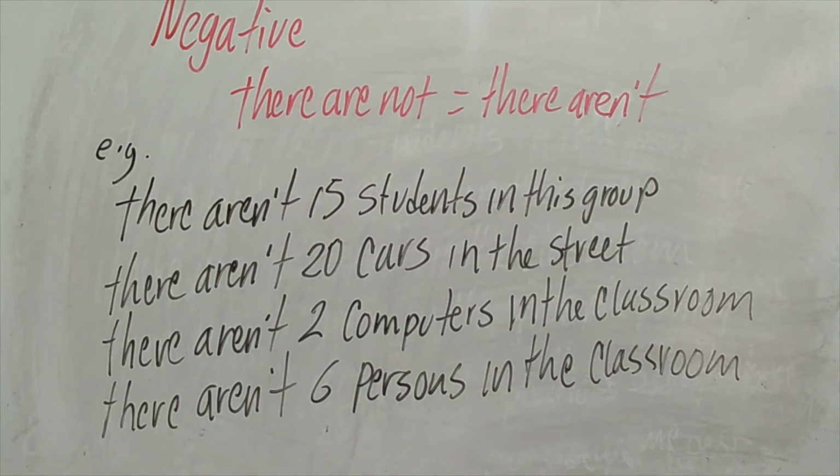Dice, there aren't 15 students in this group. Dice, no hay 15 alumnos en el grupo. There aren't 20 cars in the street. No hay 20 carros en la calle. There aren't 2 computers in the classroom. No hay 2 computadoras en el salón. There aren't 6 persons in the classroom. No hay 6 personas en el salón.